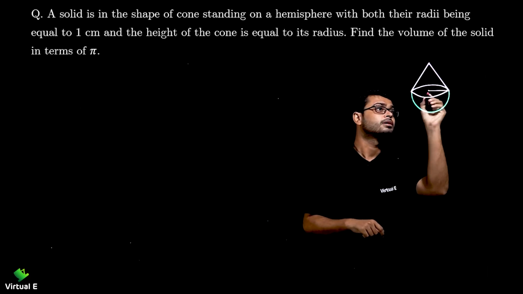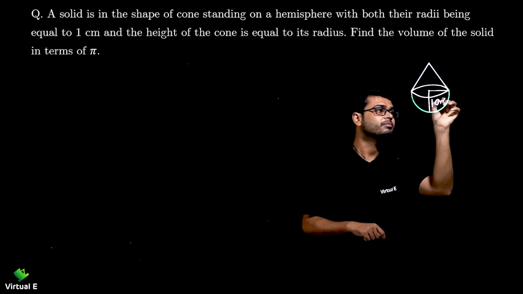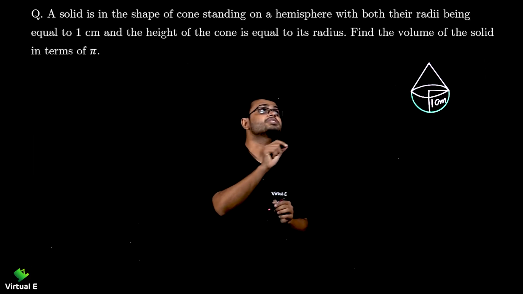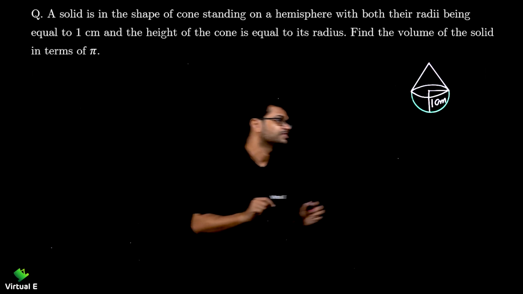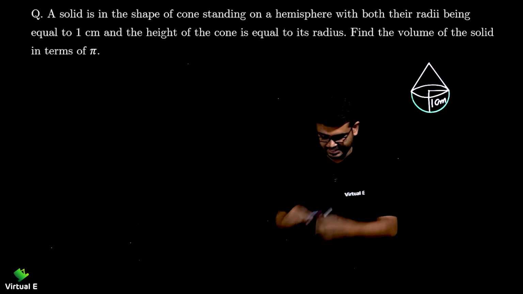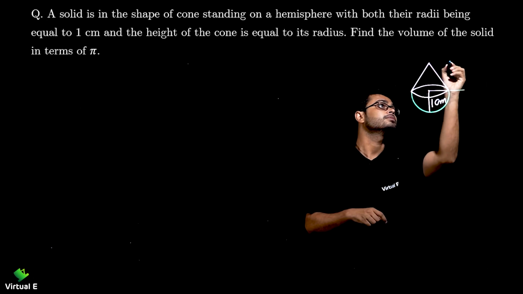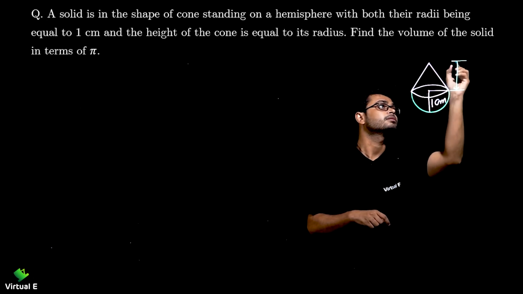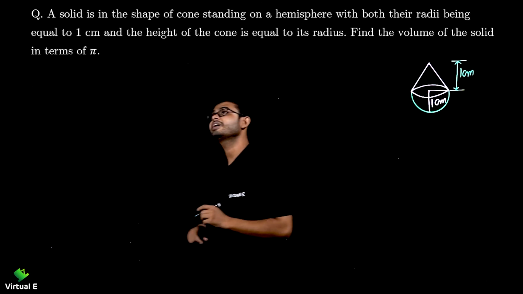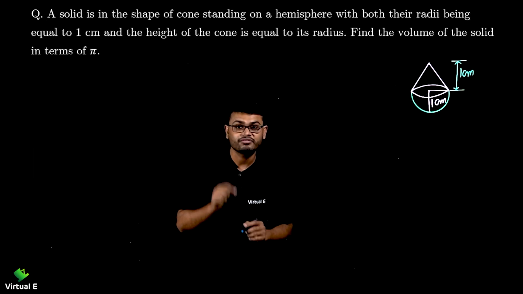So here and here, that is 1 centimeter, both 1 centimeter. Good. And the height of the cone is equal to its radius. So the height, this one, is also 1 centimeter. Let's label that as well. So the height, let's label from here to here, 1 centimeter. It will not match lengthwise, let it be, no worries. Find the volume of the solid in terms of pi.